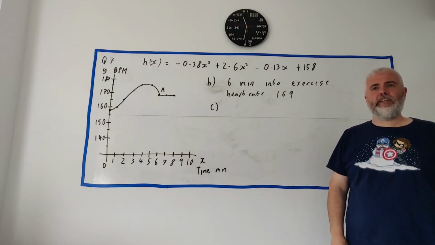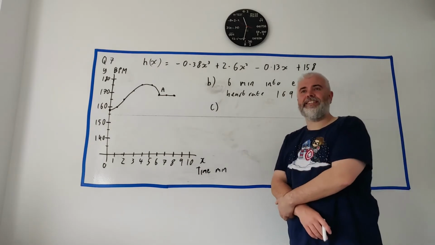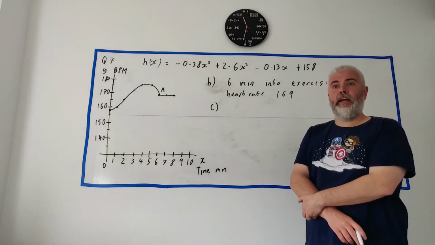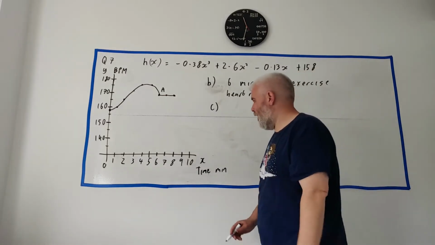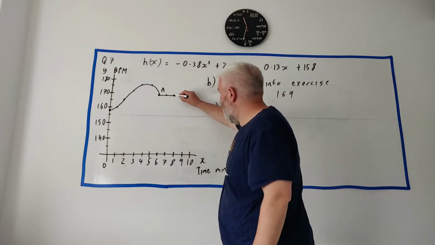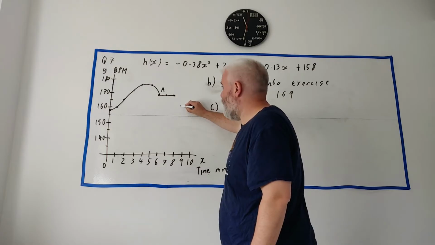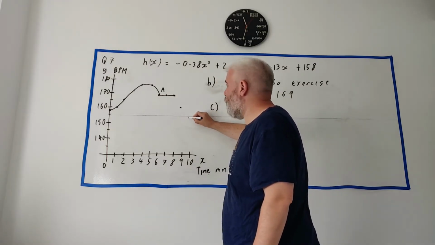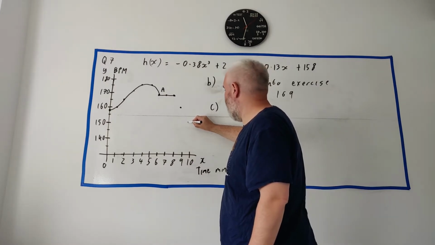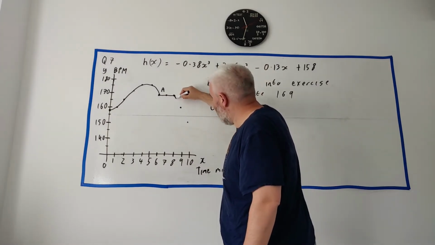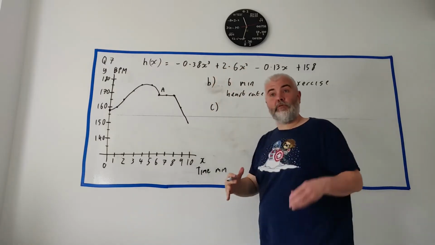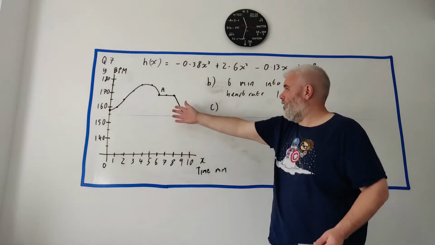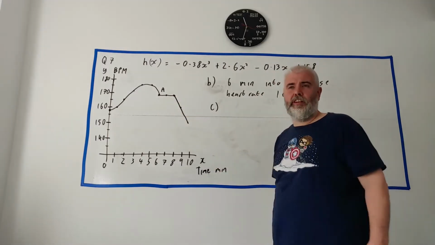Then after that, they say it decreases at a steady rate of 10 beats per minute for 2 minutes. Okay, so we're at 8 minutes here. It goes down 10. So at 9 we should be at 159. And at 10 we should be at 149. So something like that. And this should be a straight line. So that's what steadily decreases should look like. So that's what they want, just to draw a straight line and another straight line going down.